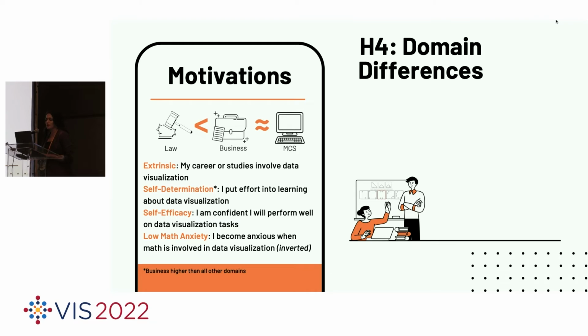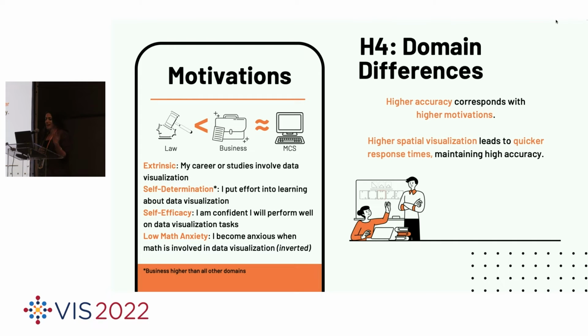So what we found was that lawyers had far less motivation around approaching data visualization than business members and math and computer scientists. So we see in business and in math and computer science that they have to use data visualization a lot more in their career and studies. They put more effort into learning about data visualization. They're more confident around it. And then they're less anxious when math is involved in data visualization. So what we see here is that higher accuracy corresponds with higher motivations. However, it ties in with cognitive ability because when we enter spatial visualization, we then see the quicker response times.